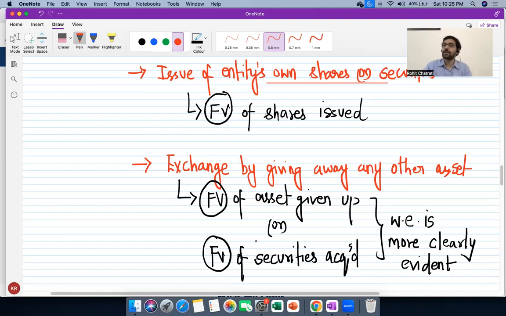In my example, the fair value of Reliance would be more clearly evident. Therefore, recognize the investment in Reliance at its own fair value rather than recognizing it at the fair value of the asset given up. I will take an illustration to explain this a little more in detail.